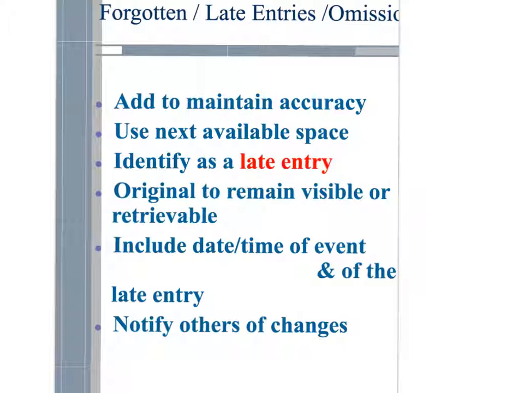So as soon as you remember something significant that you have forgotten to chart, you're going to go into the next available line, and right beside your date and time, you're going to write "late entry." And you're going to include the date and the time of the event as well, and then make your notation. So again, you're only going to do that if the entry is significant.